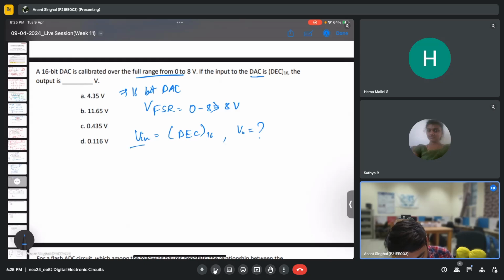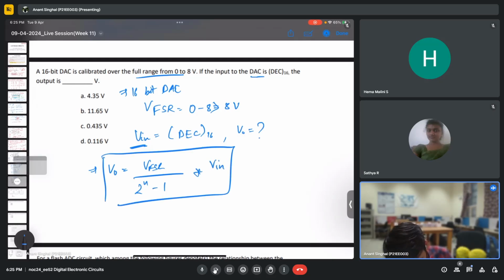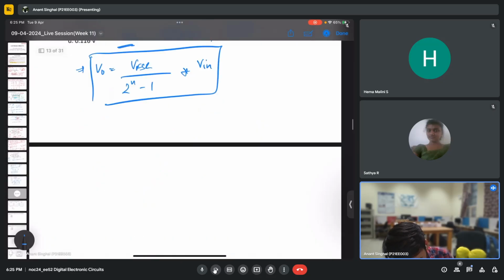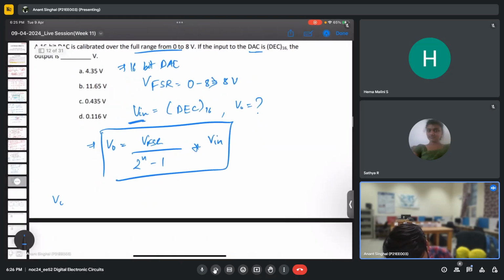So first of all, we need to convert this input into the decimal equivalent, and the output will be nothing but the resolution, which is the full scale range divided by 2 raised per n minus 1 times the input. This is how we can calculate the output of this particular question. So for that, we need to convert this V in into decimal value. So can someone quickly do it and let me know what will be the decimal equivalent to this?